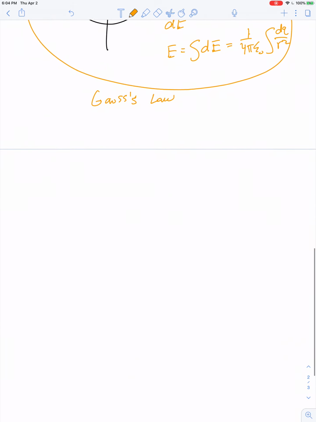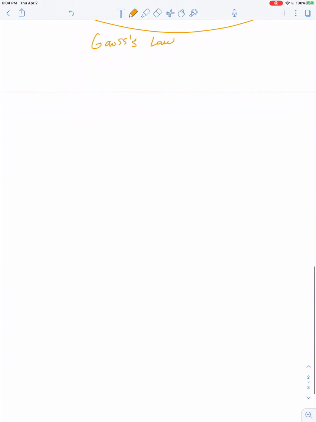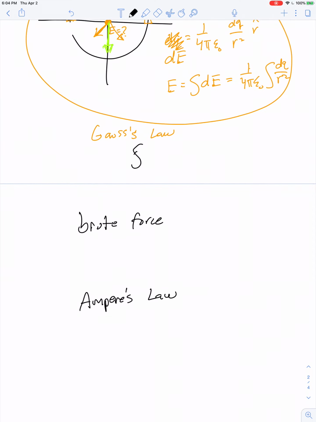So similarly, when it comes to finding magnetic fields, there's a brute force approach. And then there's another method. It's not Gauss's law, it's called Ampere's law. Now, if you remember, Gauss's law is the one that said the total electric flux, right? The integral around a closed surface of the dot product of electric field and area vector is equal to 1 over epsilon naught times the amount of charge inside of your Gaussian surface.